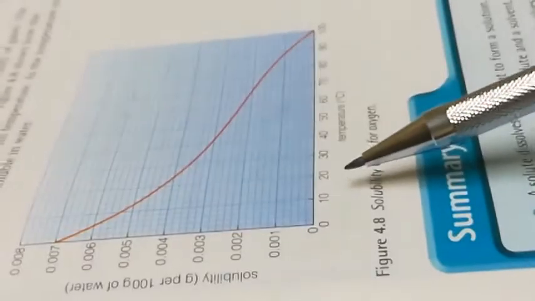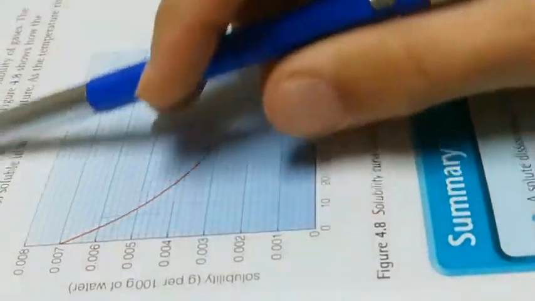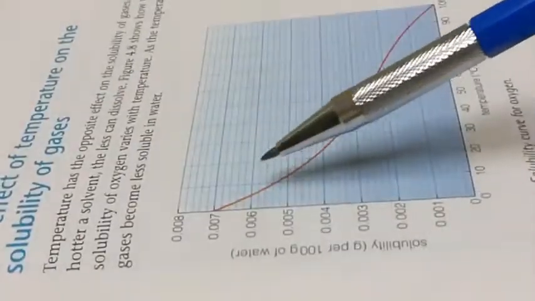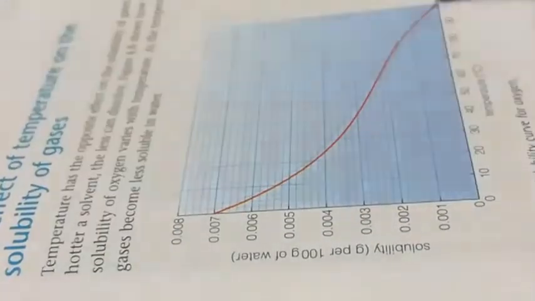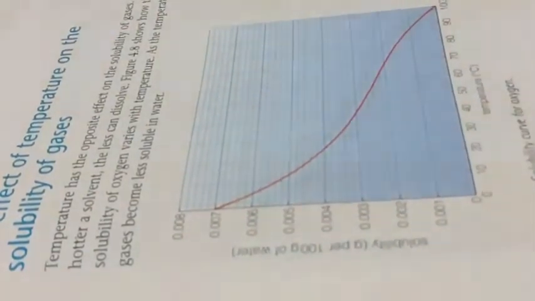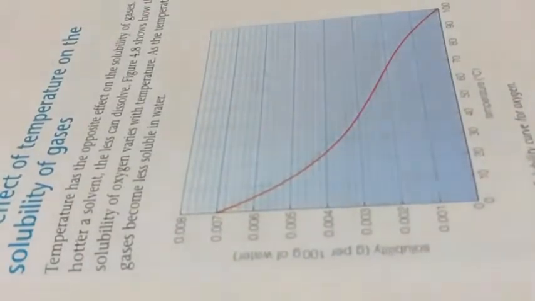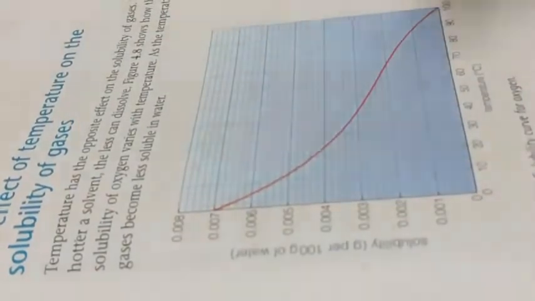Here, the relationship, okay, again, we are on page 57, which describes the effect of temperature on the solubility of gases. Look at the relationship here. It is an inverse relationship. What does this mean, inverse relationship? This means that if the solubility increases, the temperature decreases, or if the temperature increases, the solubility decreases.